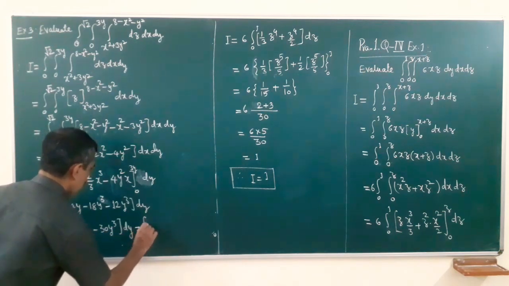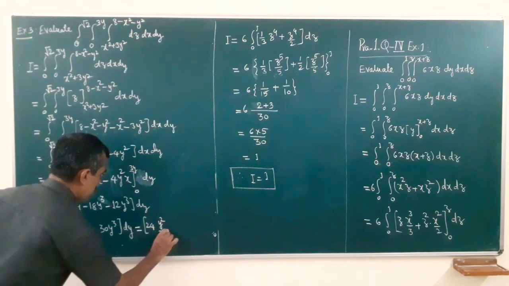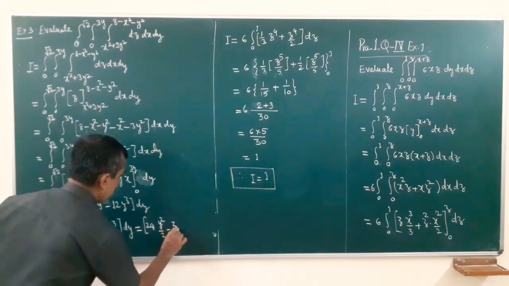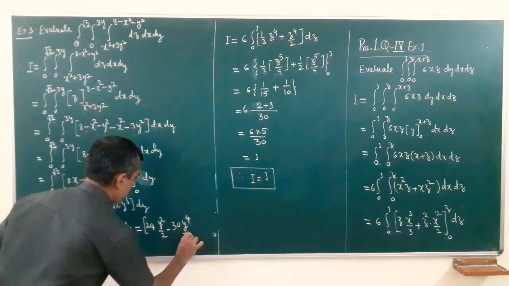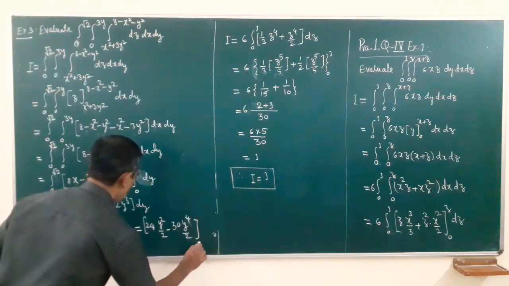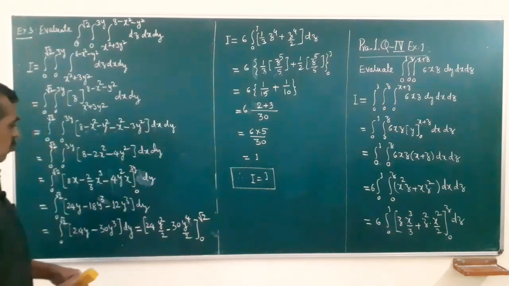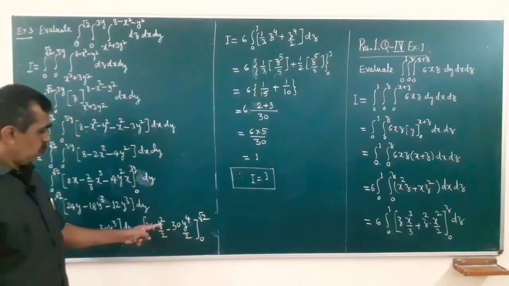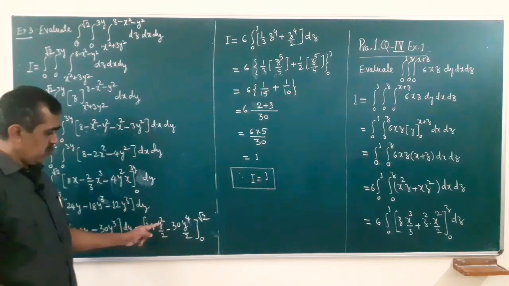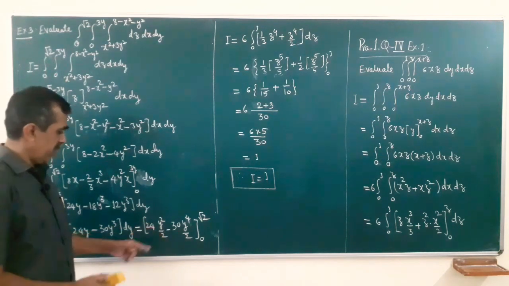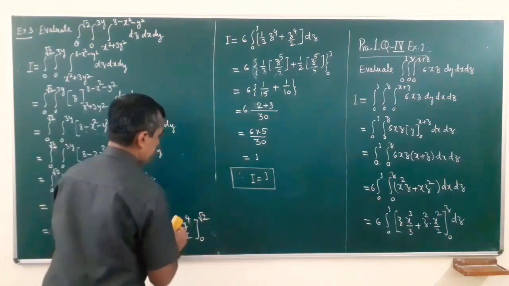So 24y square by 2 minus 30 y raised to 4 by 2 over 0 to root 2. Now put root 2 here. So root 2 square is 2, 2 will get cancelled. So only 24. So that will be 24.